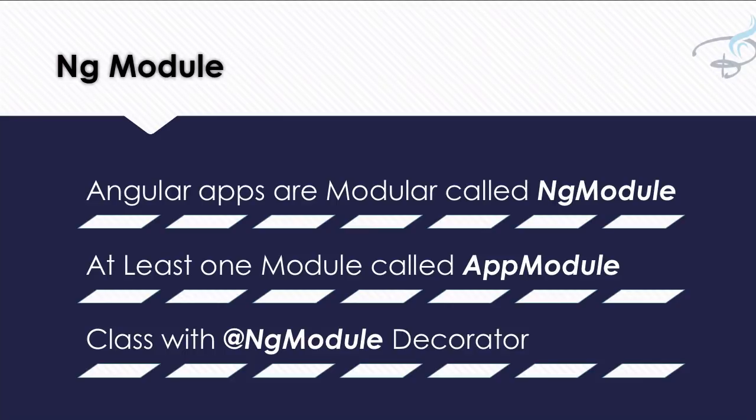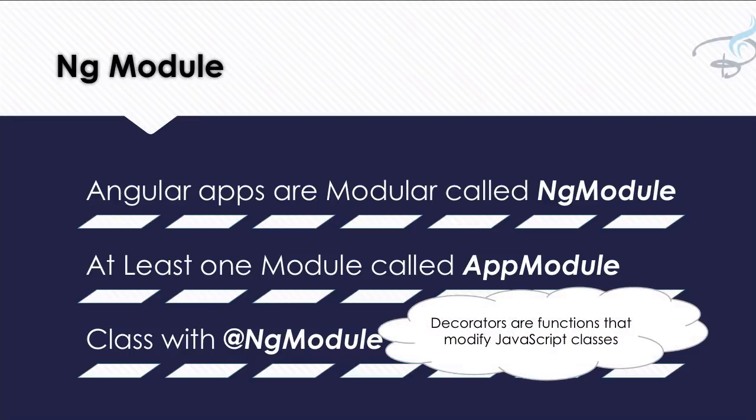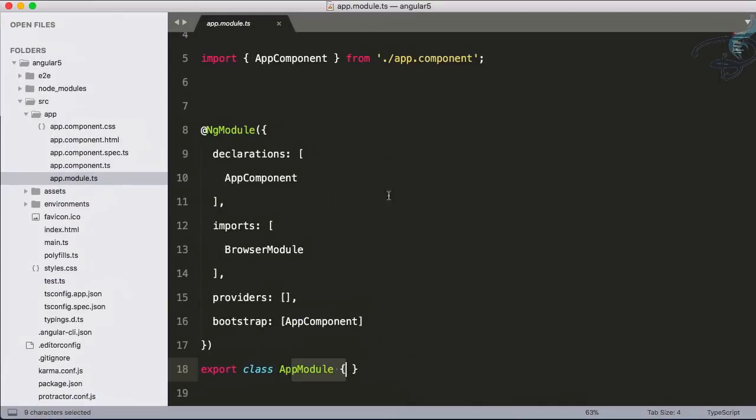Here comes a new word called decorator. What is a decorator? Decorators are functions that modify a JavaScript class, and this is a part of TypeScript. I have told you TypeScript has a special functionality over JavaScript, yes, and then the classes of JavaScript can be modified, can be enhanced by using this decorator. So let's see what this @NgModule decorator will do here.